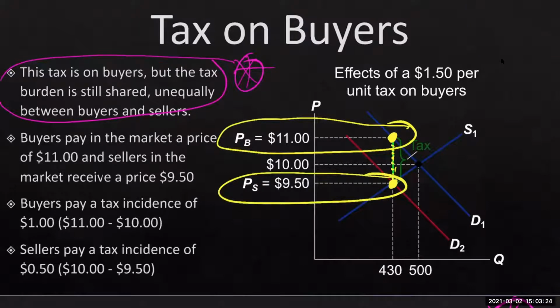Wait, so I just want to reconfirm. So it is unequally shared between buyers and sellers. And I think you said before that it could be equally shared. Yes, yeah, that's correct. It could be equally shared. It's not super common, but it definitely can happen.